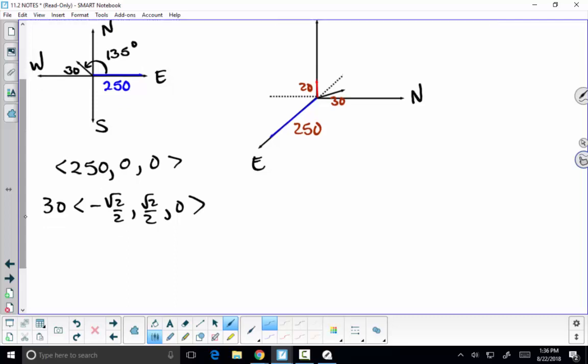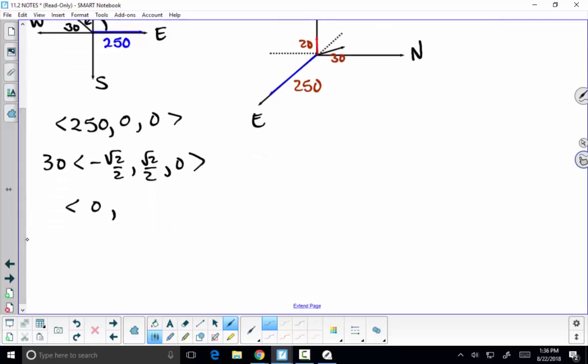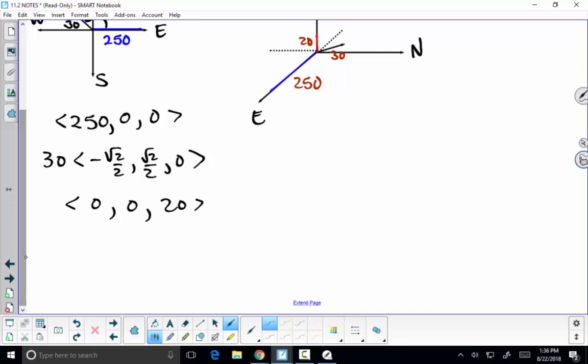Either way. And then the updraft, piece of cake, that one is just 0, 0, and it's going up at 20, so we get that. And we just add all those together. So we're going to have our first component is going to be 250.